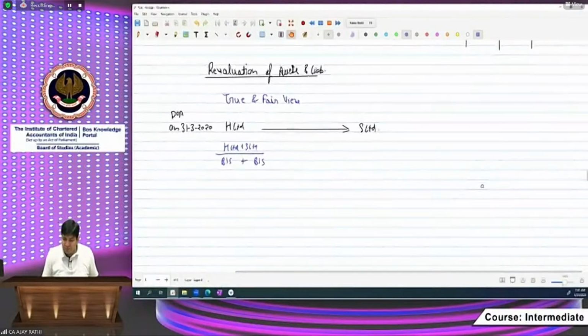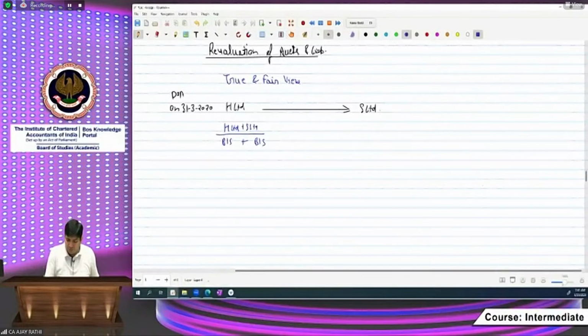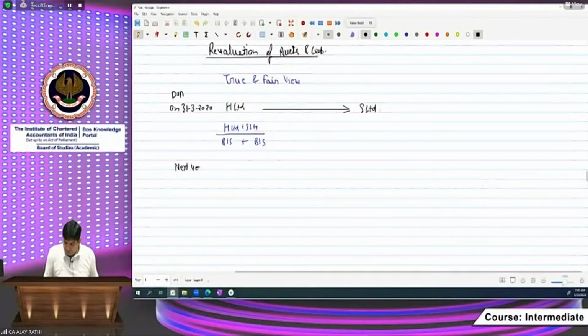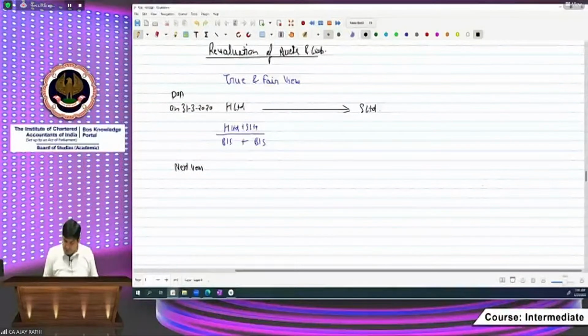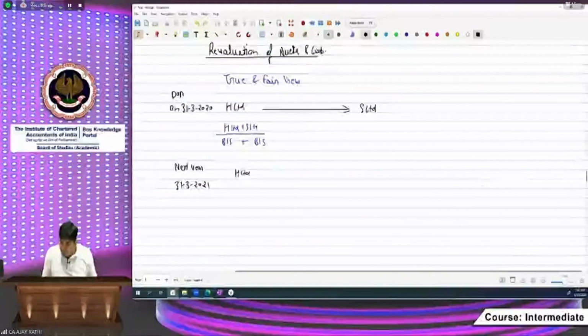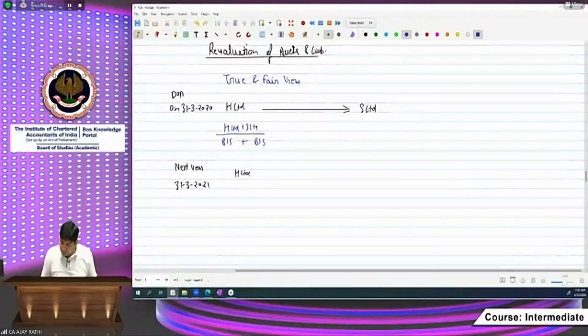Pre is up to the date of acquisition, remaining is post. Now, beta, see, in the next year. And what is the ending date? Sir, 31st March 2021. Yes. S Limited has to report the consolidated financial statement again.